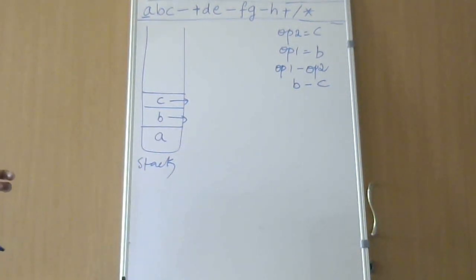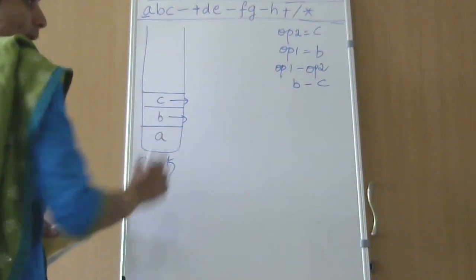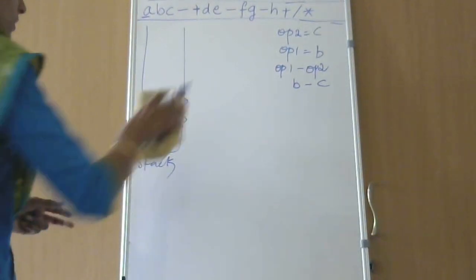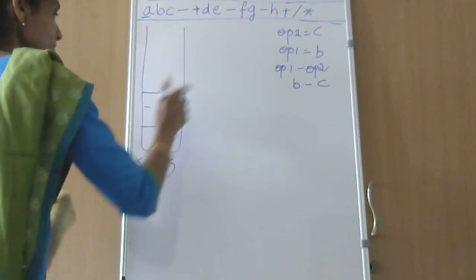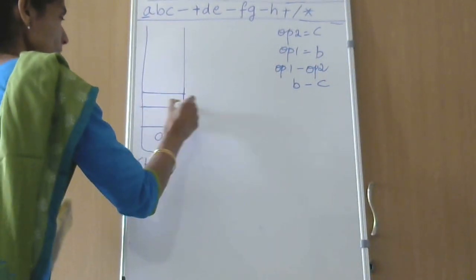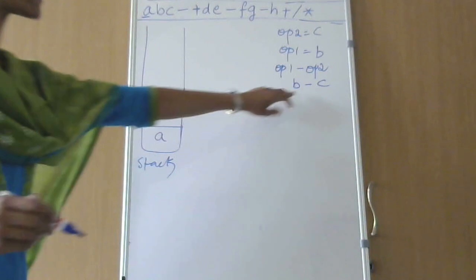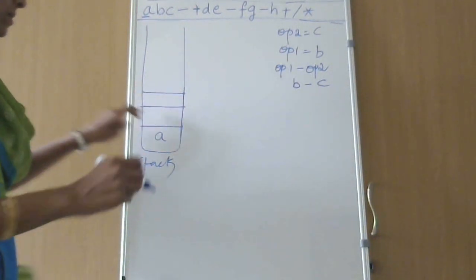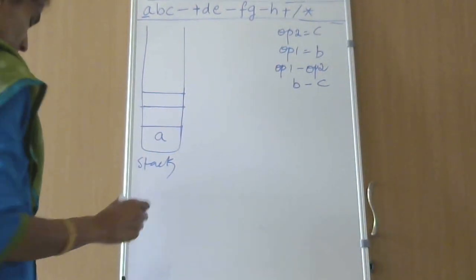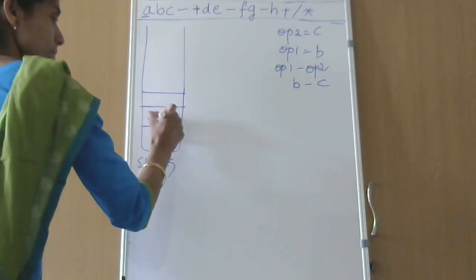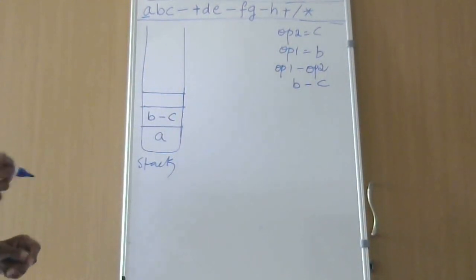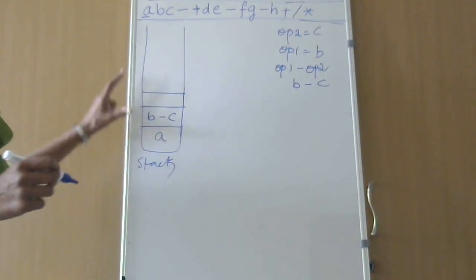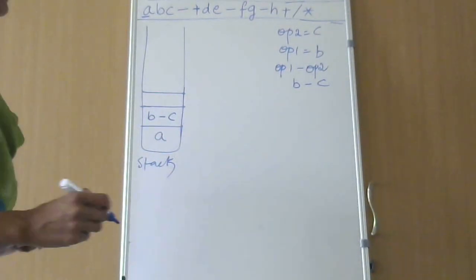Now, since I have popped out these two elements out of my stack, these two are no more in the stack. I will clear this up. These two are not in my stack, correct? What is the result? I have to push this result onto the stack. So I will write B minus C will be pushed. So B minus C will come. Now my current stack contents will be looking like this.